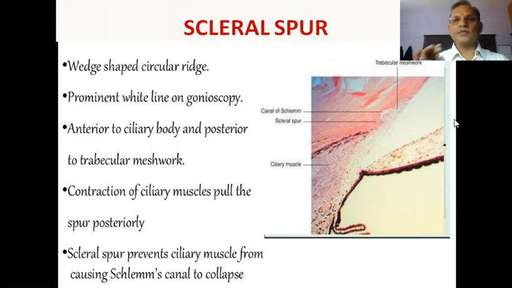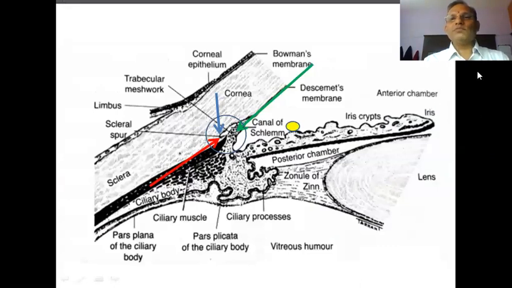Okay. So here you can see, I'll explain how the scleral spur is acting. This red line which you are seeing is a ciliary muscle. This is the longitudinal ciliary muscle, and this is the scleral spur. So there is an attachment of the longitudinal ciliary muscle to the scleral spur. Here you can see the trabecular meshwork, and this is Schlemm's canal.